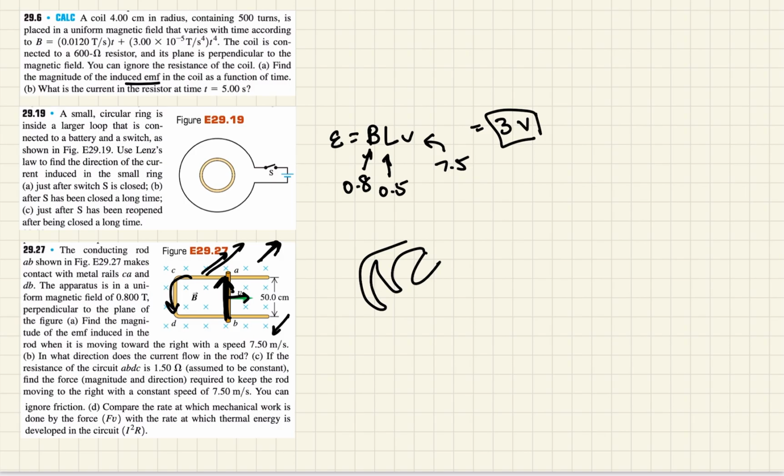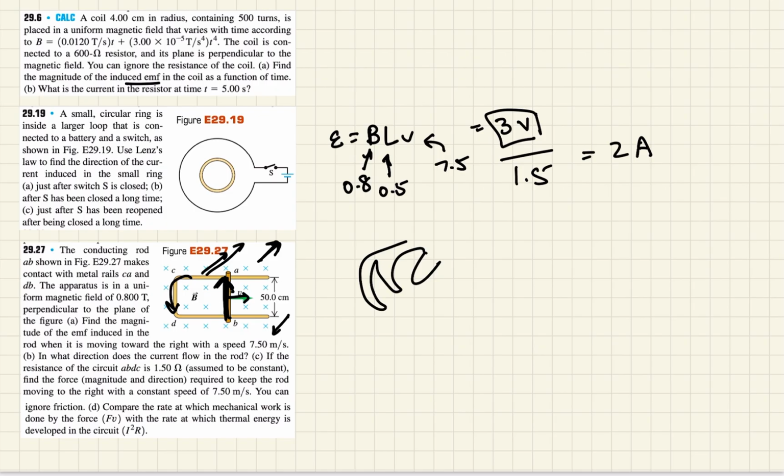Okay. C, you want to calculate the current of the entire circuit if the resistance is 1.5 ohms. So you just do 3 over 1.5 is equal to 2 amps. Just as simple as that, basically.